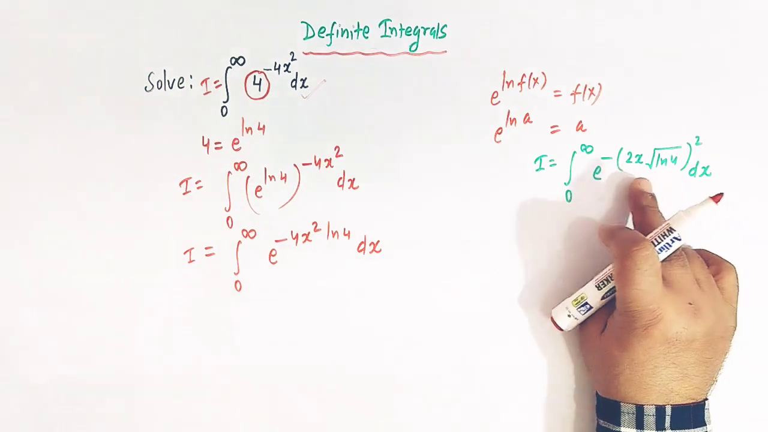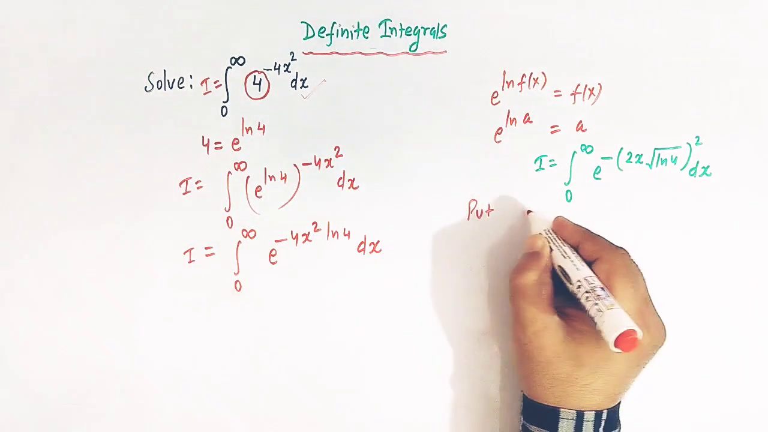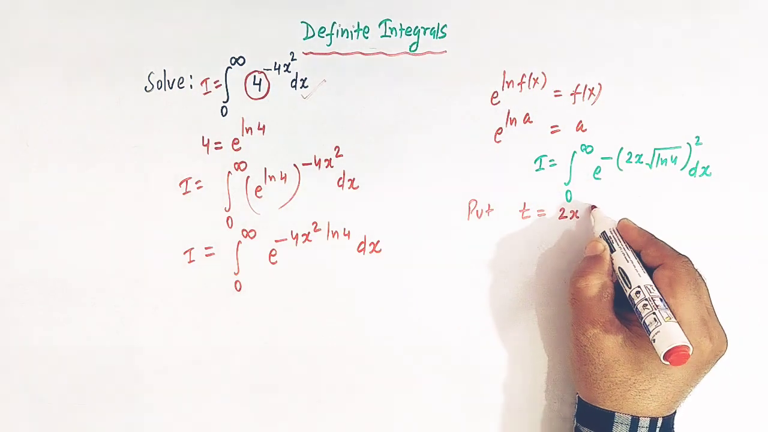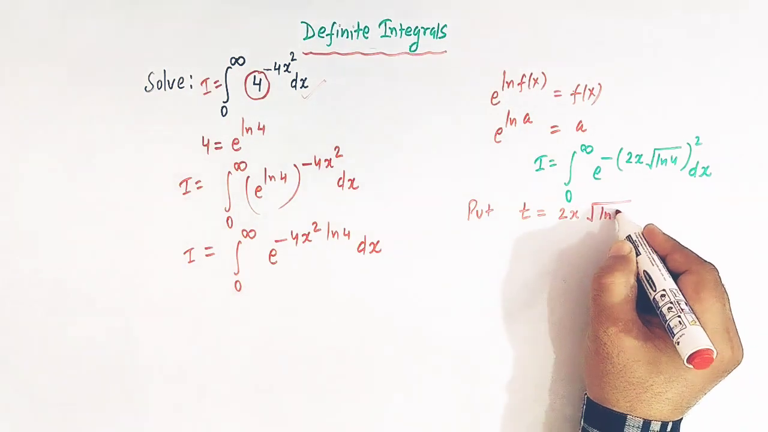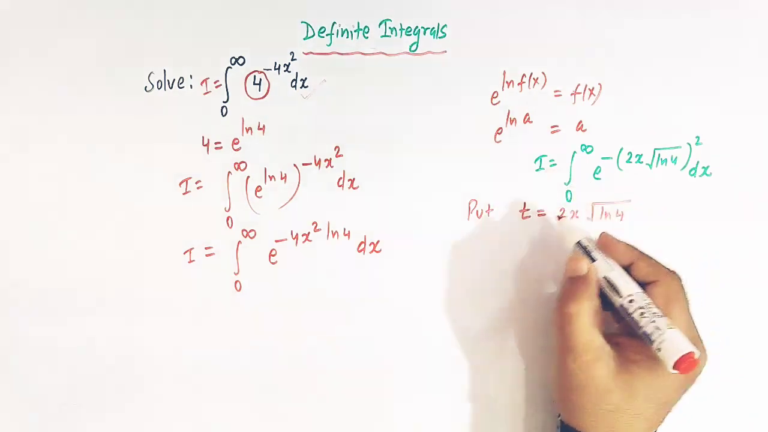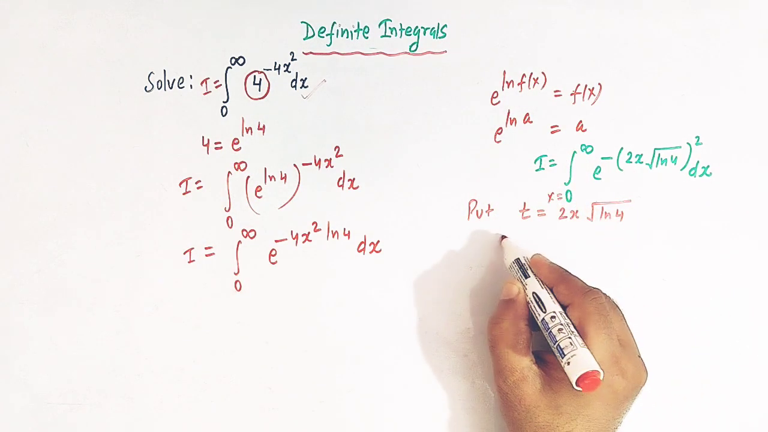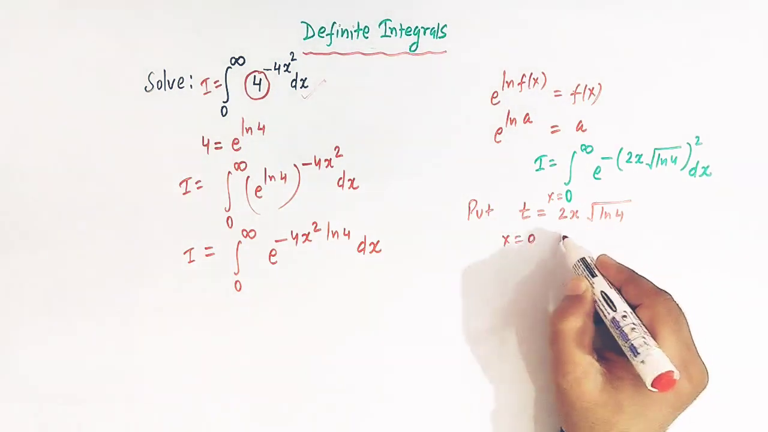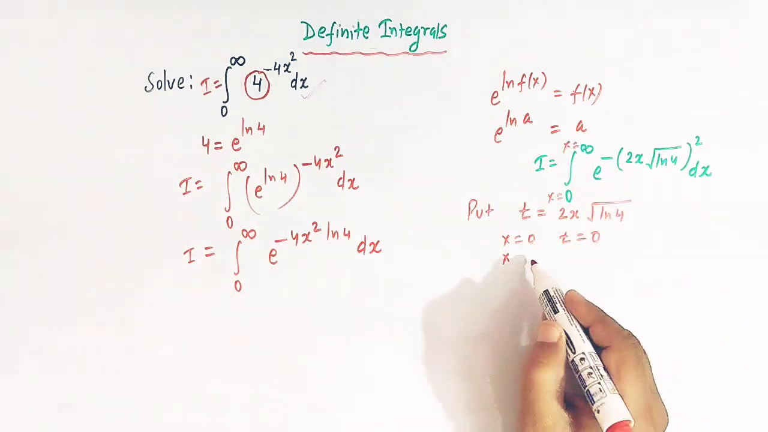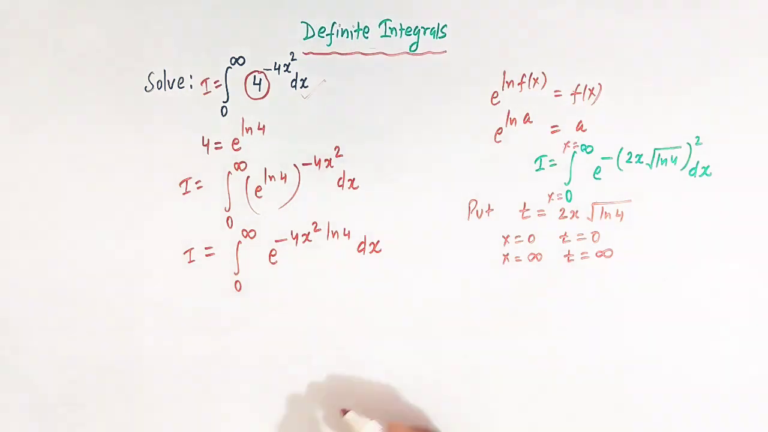Now let us apply the method of substitution, and let us put t equal to 2x times square root of log of 4. We'll make this substitution here, and we can change the limits accordingly. Obviously when x is 0, the value of t is also 0, and when x is infinity, t is also equal to infinity.